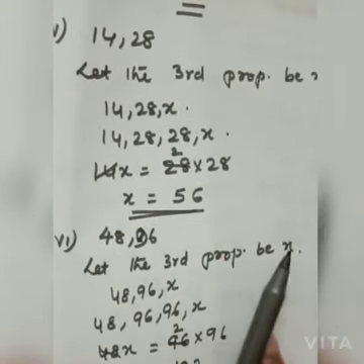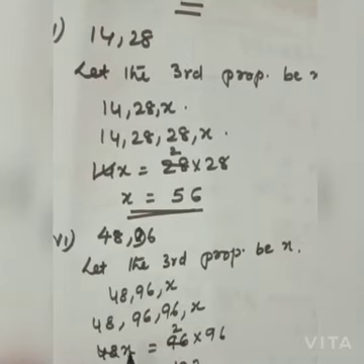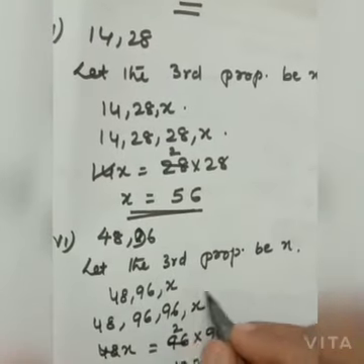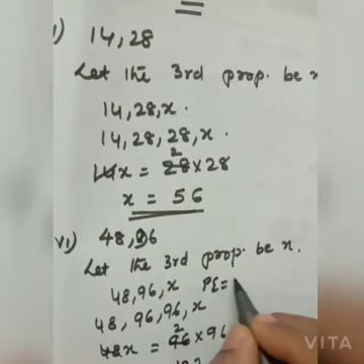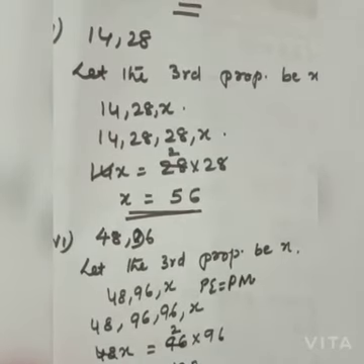Here also let the third proportion be x. 96 will come 2 times as the middle number. Okay. Product of extremes equal to product of means. You have to write product of extremes equal to product of means. Okay. x equals 190.